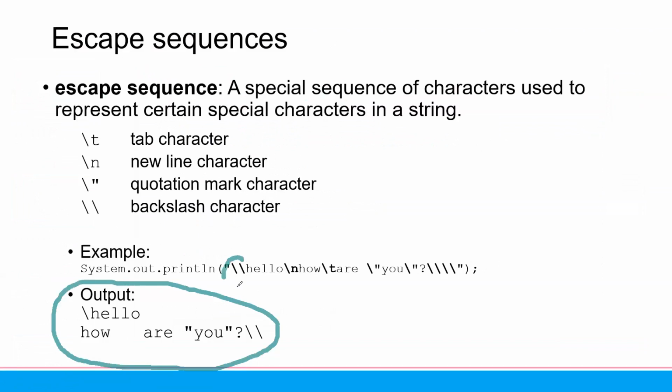So the double backslash is representing the backslash character. And then we have backslash n, backslash t, backslash double quote, backslash double quote, and then the double backslash.